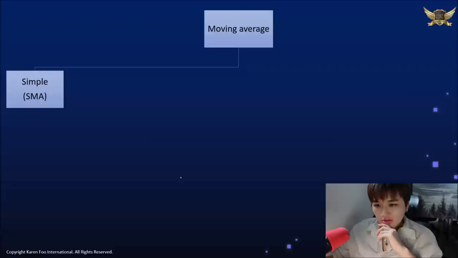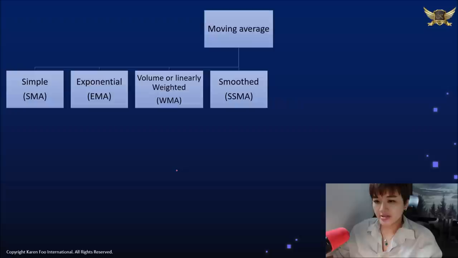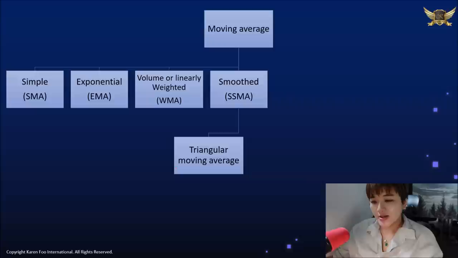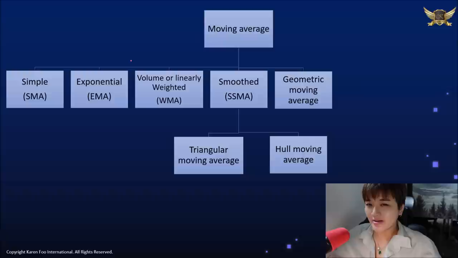So moving averages, there are many different types actually. Not only simple and exponential moving average, but also volume, linearly weighted moving average, and smooth SMA, which is further divided into triangular MA, Hull moving average, geometric moving average. But for simplicity's sake, let's not make things complicated for you. We'll focus on simple and exponential.